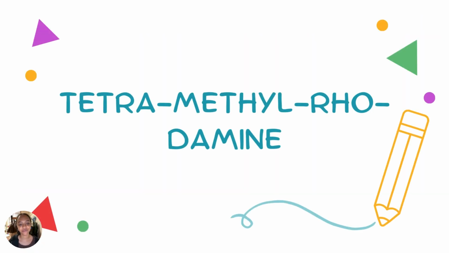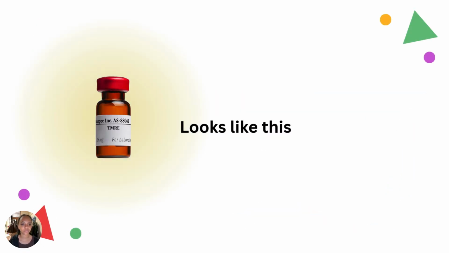So here is the full name for TMRE. It looks complicated, but don't worry, we'll say it together. It is tetramethylrhodamine, TMRE. TMRE looks just like this. It comes in a little bottle and it helps cells in the body glow.